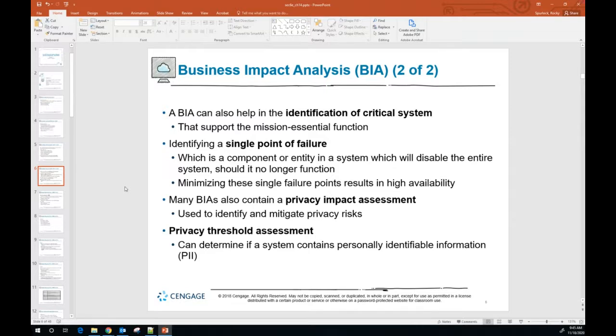We can also use this to contain a privacy impact assessment to identify and mitigate privacy risk. And we want to set a privacy threshold assessment as well. That allows us to determine if the system contains any personally identifiable information.